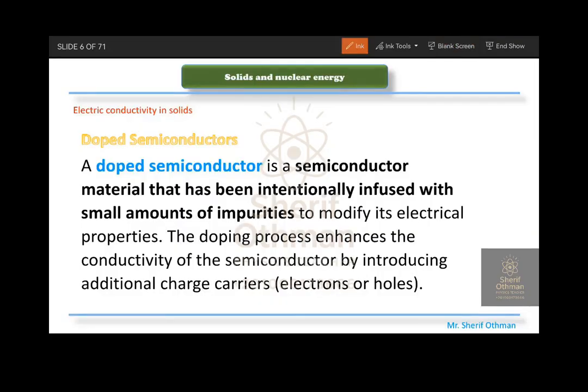So a doped semiconductor is a semiconductor material that has been initially infused with small amounts of impurities to modify its electrical properties. The doping process enhances the conductivity of the semiconductor by introducing additional charge carriers. We have two types of carriers, electrons or holes. With electrons, the material will be negative as it has more electrons; with holes, the material will be positive.